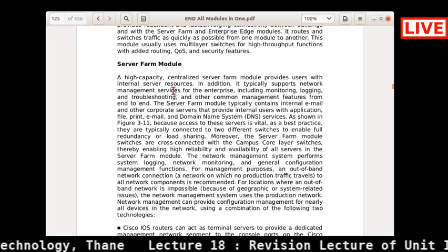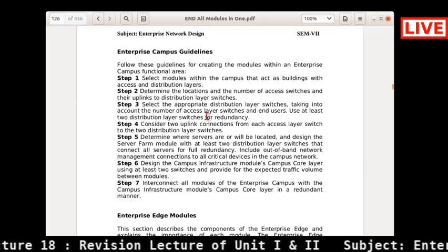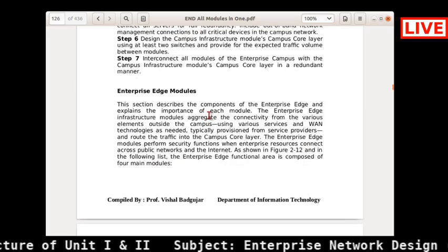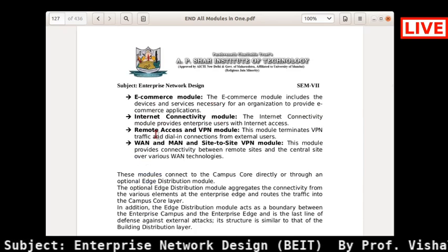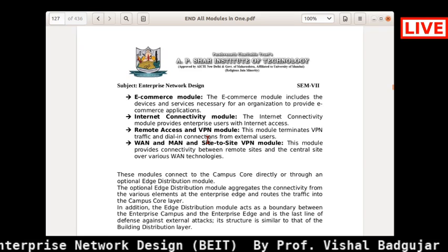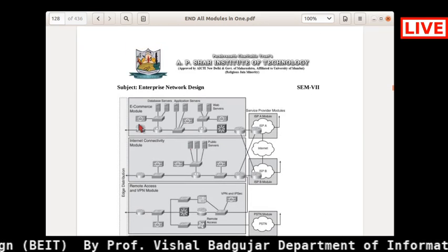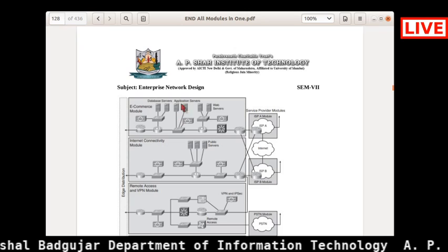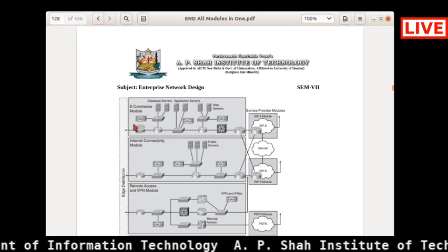And the server farm model also, how the high availability is maintained, right? That also can be a question. Then on the enterprise edge model, that is the second model, right? So we have these four sub models in it: e-commerce, internet connectivity, remote, WAN and MAN, right? So in that article also, where actually this particular database server, application server, web servers are situated in edge distribution, right? So the answer is your e-commerce model, right?